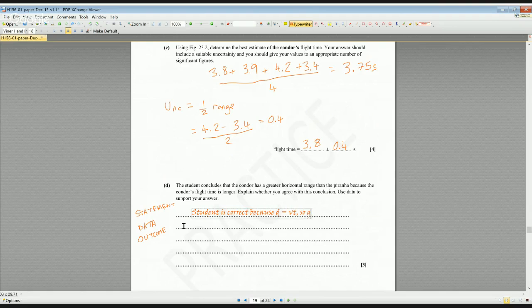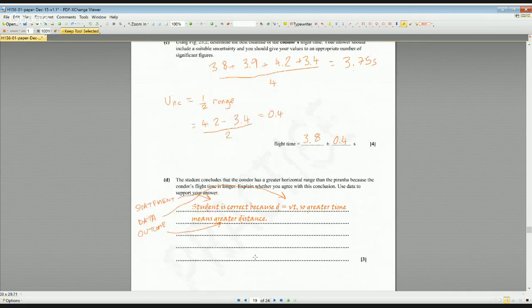So greater time, greater distance. That means we've got our statement, the student is correct. We've got our data, that D is equal to VT, and we've got our outcome. Greater time means greater distance. As I say, you could have equally talked about a few other examples. Have a look at the mark scheme to see what those other examples would be.